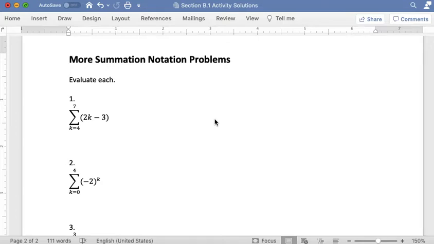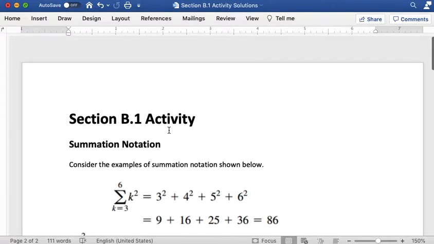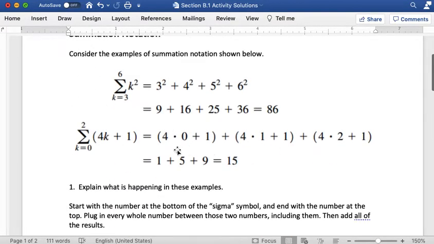In this video, we're going to do a few more examples of problems that involve summation notation. So remember that when we're doing these problems, we're going from the bottom number to the top number and plugging in every number in between those two numbers. So for this first one, we are plugging in 4, 5, 6, and 7. So for this one, you can model your solution after this example here, where you write it out horizontally.